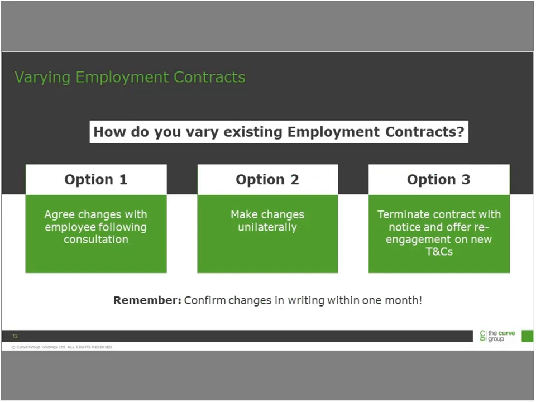So you can make changes unilaterally, and this is the most risky option. Or option 3, you can terminate a contract with notice and offer re-engagement on the new terms and conditions, and that option is the least risky, but not without risk. So it is probably better to get advice before completing any of these.